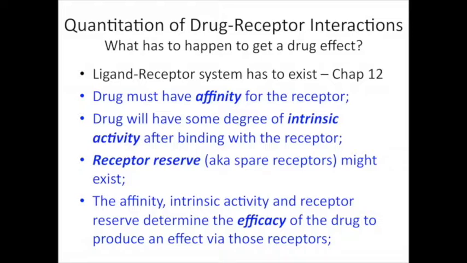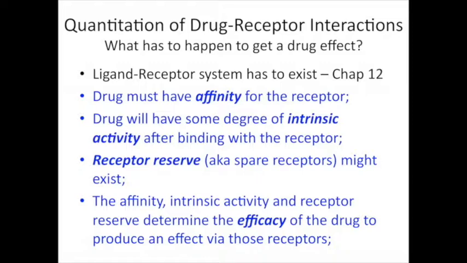Intrinsic activity is really, after the drug binds to the receptor, what does it do? Does it push it to the active state of the receptor? That would be an agonist, and that would have positive intrinsic activity. Does it push it to the other side, the inactive state? That's an inverse agonist. That's going to have negative intrinsic activity. And full agonists and full inverse agonists are given values of 1 for full agonist and -1 for full inverse agonist.